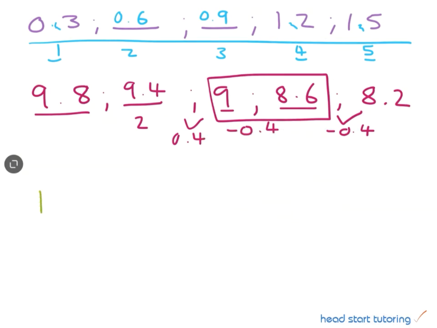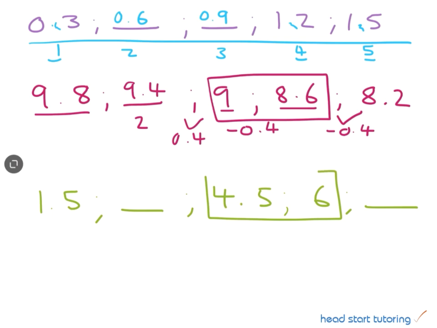Let's have a look at one more. 1.5, 4.5, 6, and another gap. So again, we should try and have a look at our numbers that are next to each other in the sequence. And what we can do is find the difference between these two. So we know 6 is greater than 4.5. So we can say 6.0 minus 4.5.